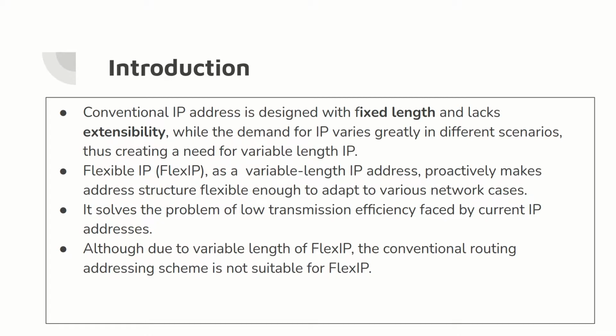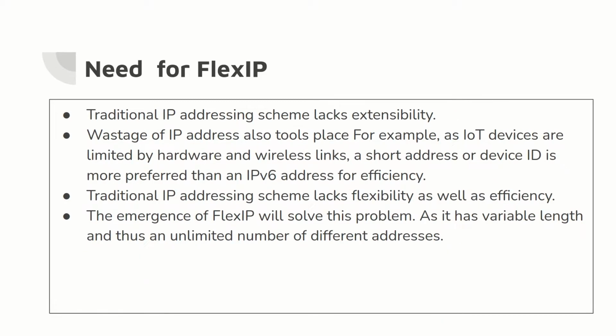Conventional IP address schemes like IPv4 and IPv6 are designed with fixed length, that is 32 bits for IPv4 and 128 bits for IPv6. Thus, they lack extensibility as well as transmission efficiency. As the internet world is rapidly expanding, more and more new application requirements are emerging and the traditional IP addressing system is not capable of handling that.